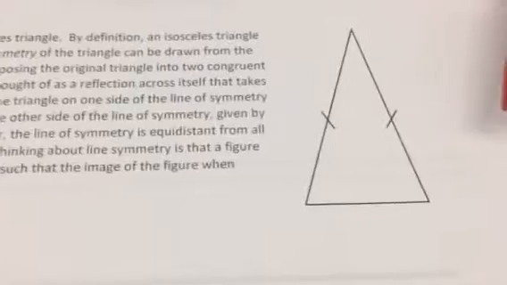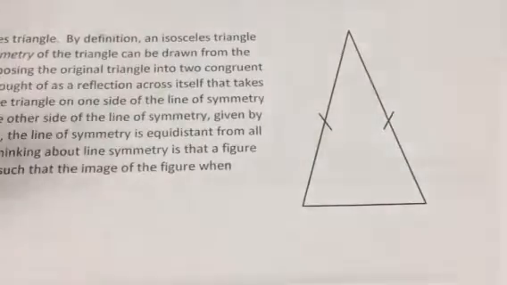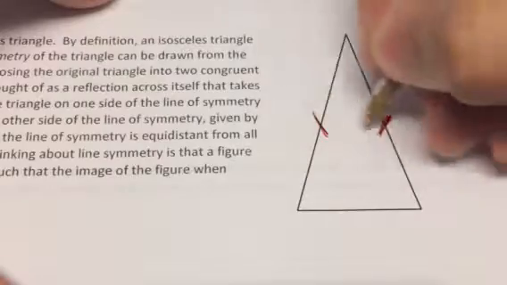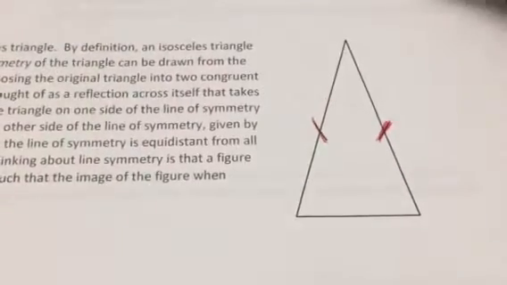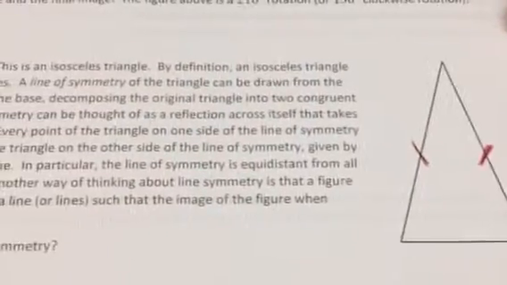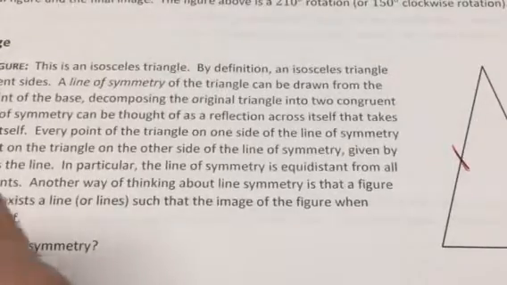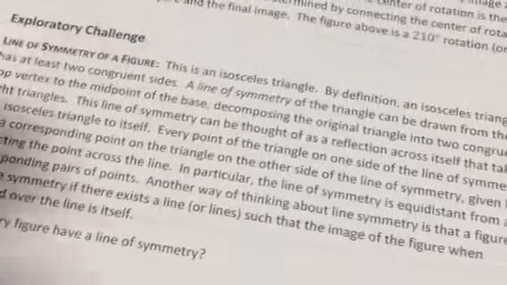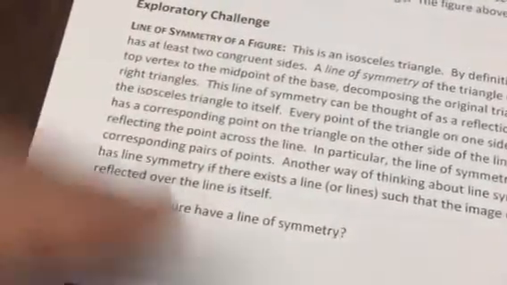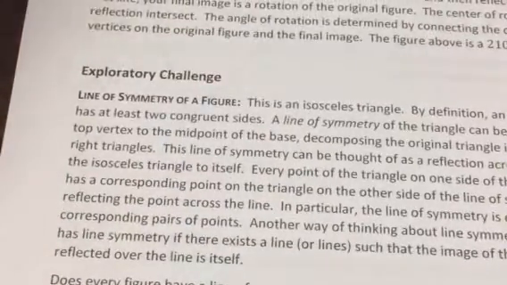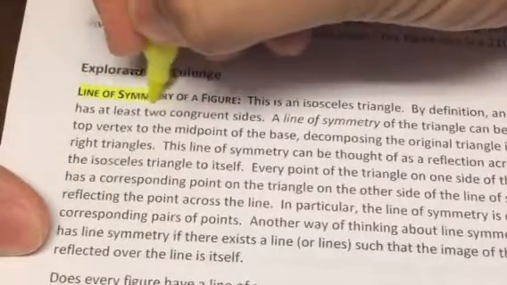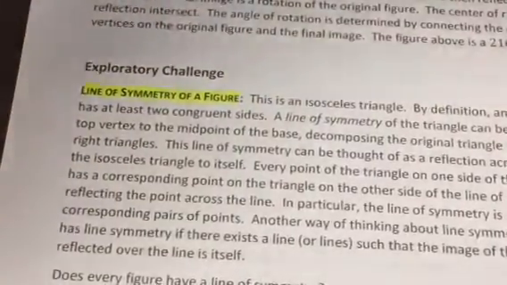to this exploratory challenge right here. So we have an isosceles triangle. We know that because they tell us, but also because it has these two lines. And we're going to look at what a line of symmetry is. So let me highlight that for you. Let me move this camera over right there. So they want us to define, and this is a vocab word, the line of symmetry of a figure.